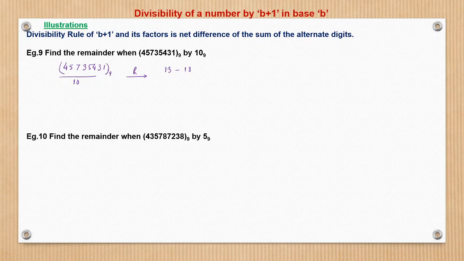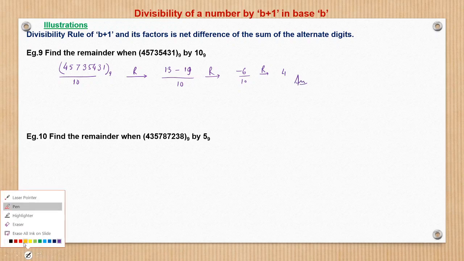Is this correct? Let us see. 1 plus 4 is 5, 5 plus 3 is 8, 8 plus 5 is 13, and this 3 plus 5 is 8, 8 plus 7 is 15 plus 4, this is 19, upon 10. So here remainder is minus 6. Minus 6 by 10, negative remainder concept we have seen, this is nothing but plus 4. So here remainder is 4.